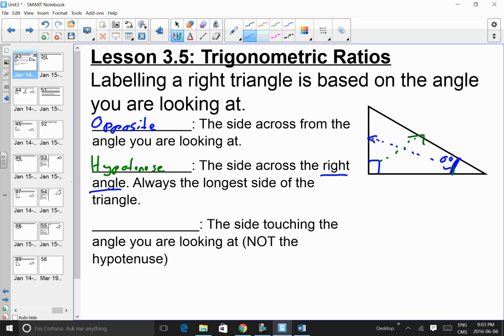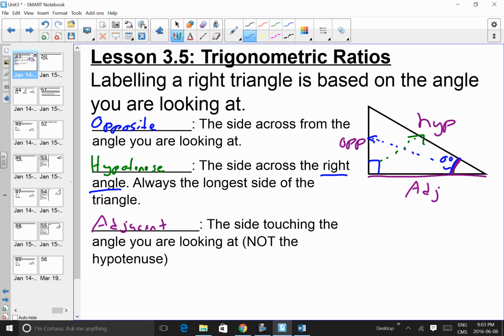And the third one is called adjacent. Adjacent literally means beside. It's the side touching the angle that's not the hypotenuse. So that would be this side here. In this particular triangle, because we're looking at this angle, this side here is the adjacent, the longest side is the hypotenuse, and the side that the angle is looking at is the opposite.